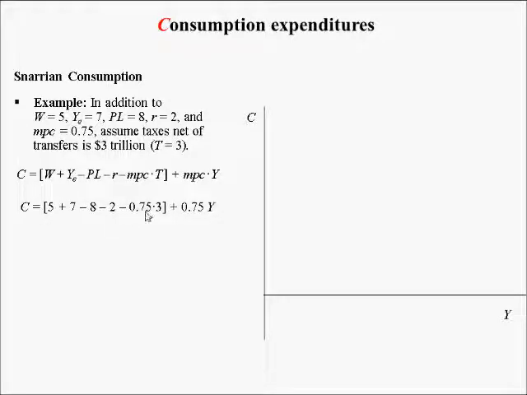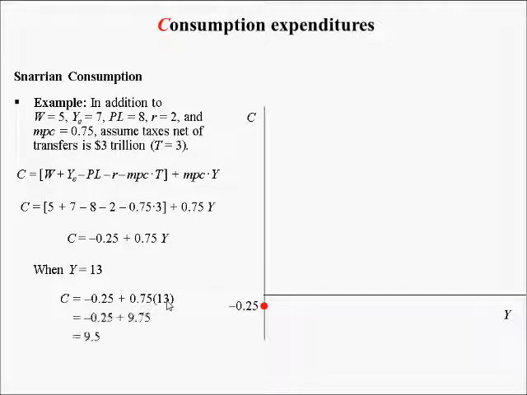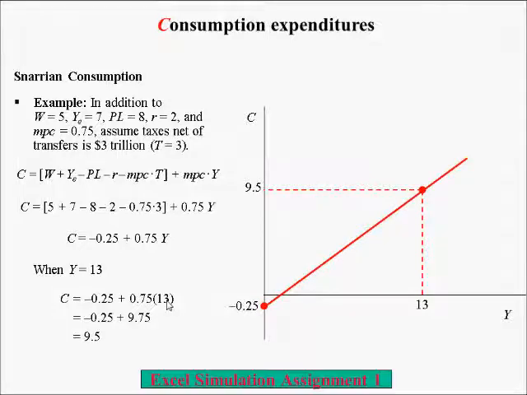We want to plug in 0.75 and taxes net of transfers. And this right over here is Y, real GDP. We simplify and we get a negative intercept plus 0.75 times Y. Now if we plug in $13 trillion for real GDP, consumption is 9.5. And then we plot that point, and we connect the dots with a line, and we label it C.